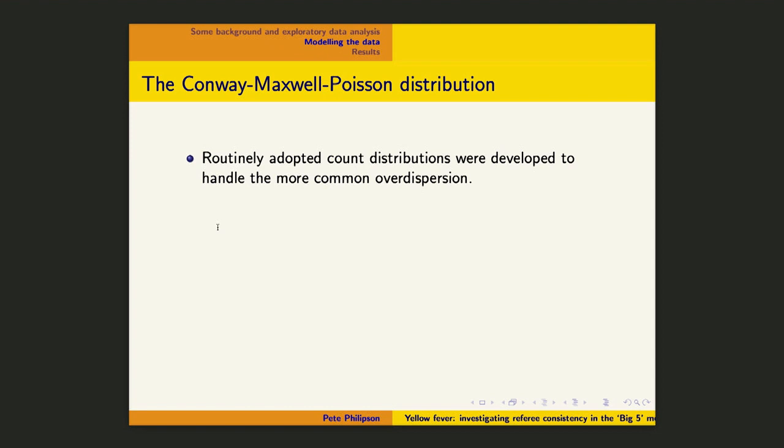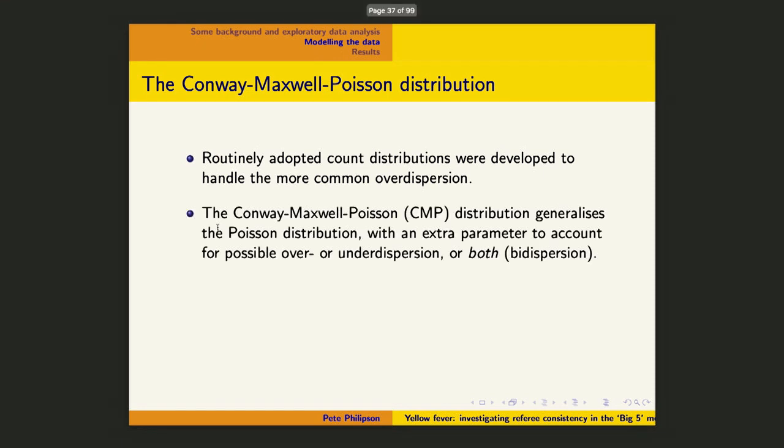So that led me to something called the Conway-Maxwell-Poisson distribution. Well, that's a slight lie. I'd already seen the distribution for another application, but I thought, okay, it might be useful again here. So most count distributions were developed to handle the more common overdispersion. So it stands to reason. Overdispersion is more common in general, so there's been more attention paid to it.